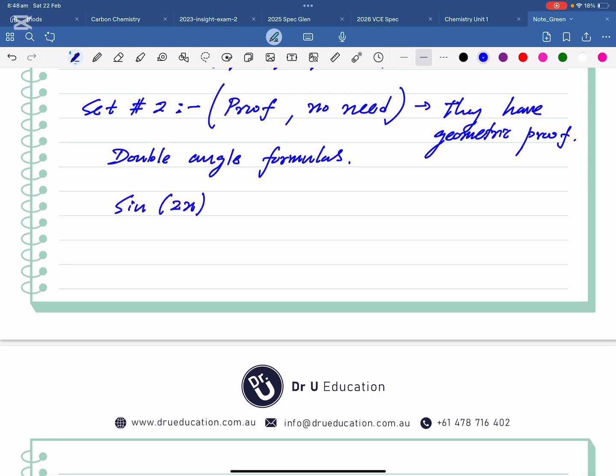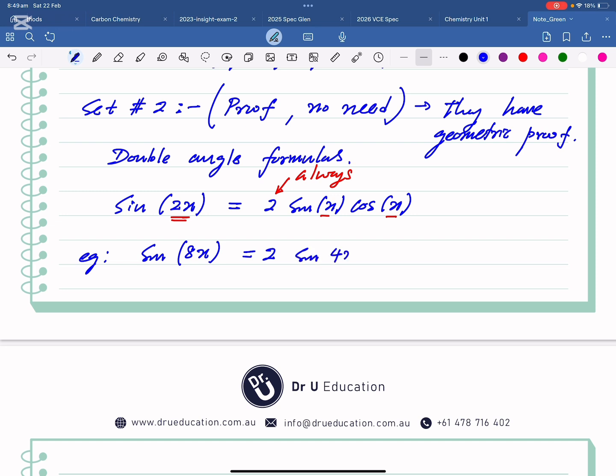Sine 2x, double angle, right? 2x means double. It is written as 2 sine x cos x. Now the idea is this 2 is always 2. The idea is 2x becomes x and x, double angle. So simple. This proof is a geometric proof, not in the syllabus. Now, if I give you an example, suppose you have to simplify sine 8x. We have to understand the idea. Then it should be 2 sine 4x cos 4x.